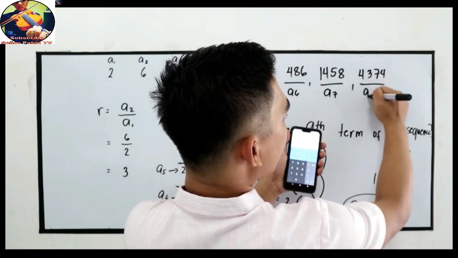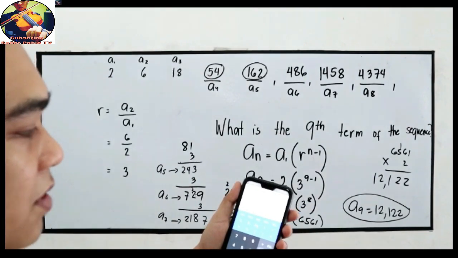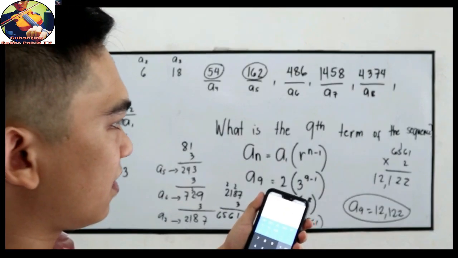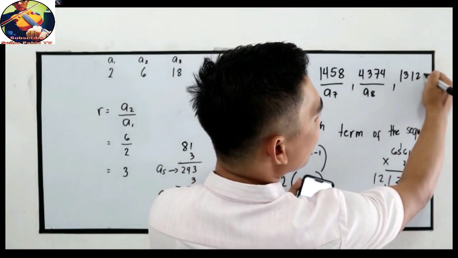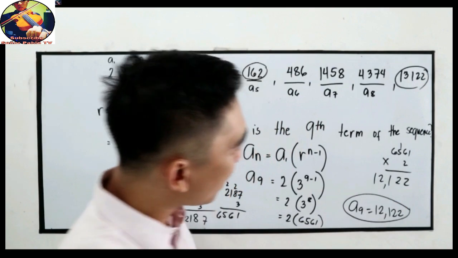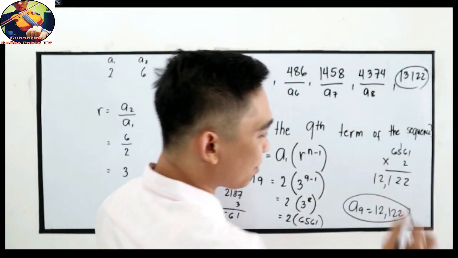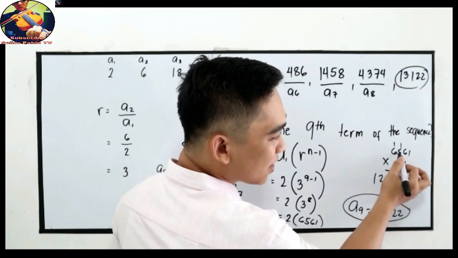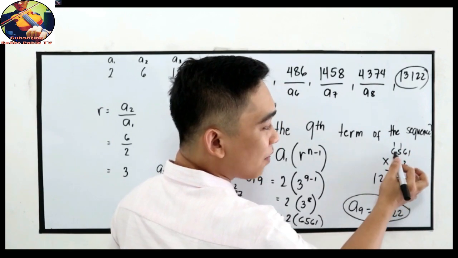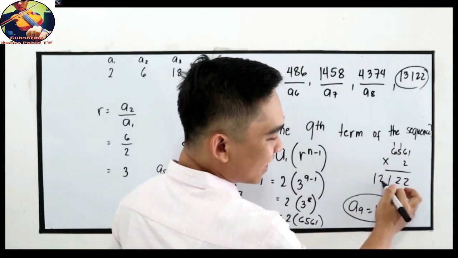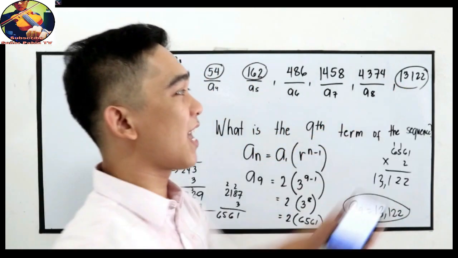4374. Ito ngayon si A8. At last, times 3. 13,122. Parehas ba? Ay, nagkamali tayo sa pag-multiply dito. So, may carry tayo dito. 5 times 2, 10, 11. Carry 1. So, 6 times 2, 12, plus 1, 13. So, 13. Sorry for that. So, ayun. Parehas na naman siya. Si A9.